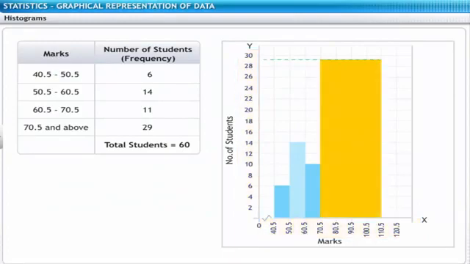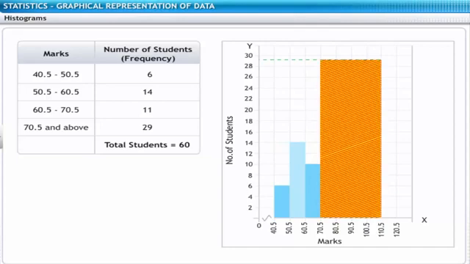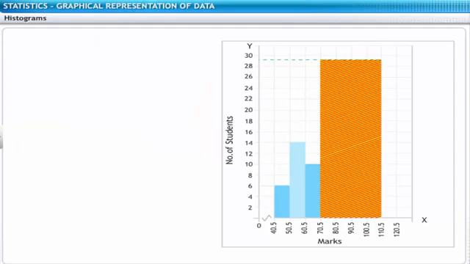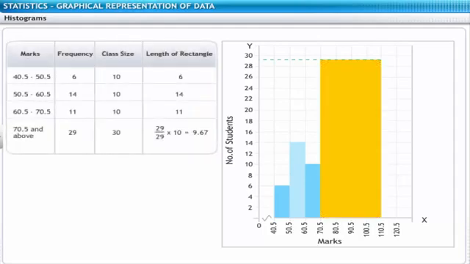Whenever this happens, we need to apply a correction to the height of the rectangle of the unequal class interval. This is necessary so that the area of the rectangle and its height are still in proportion with its correct frequency. Here we have to adjust the height of a class interval with a width of 30 to other class intervals with a width of 10. The calculation is simple as shown here. Thus the height of the class interval 70.5 and above will be 9.66 and not 29.